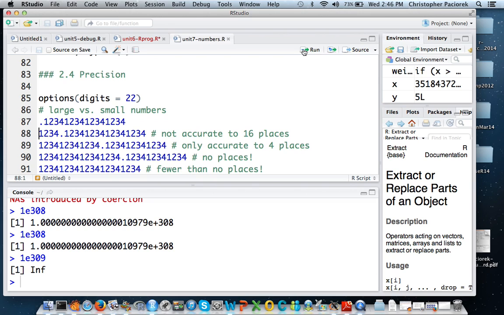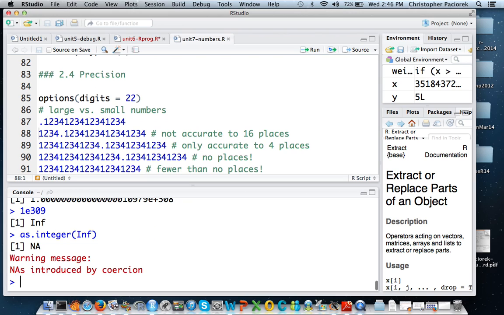Yeah, Chris? If you do typeof infinity, it's double. So that's why. Oh, that's interesting. Okay. So maybe there is no way to store infinity as an integer or something like that.